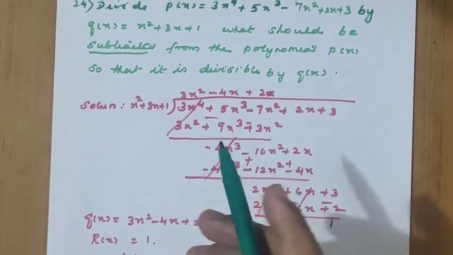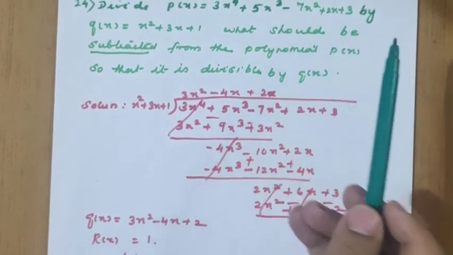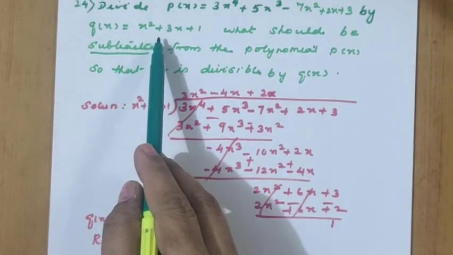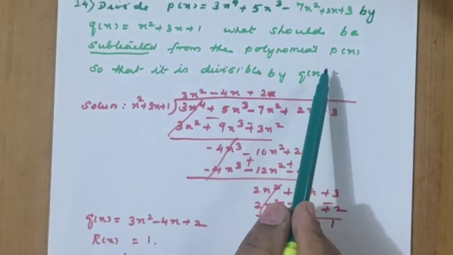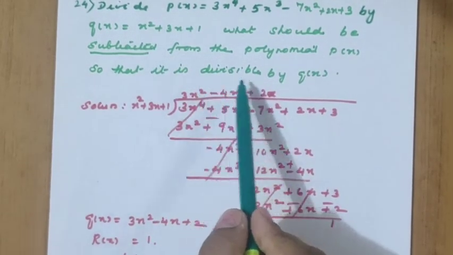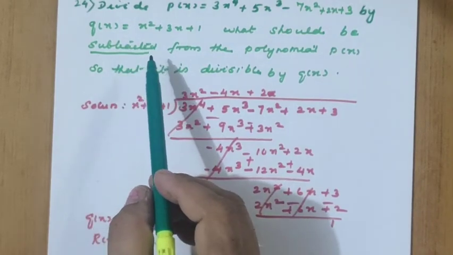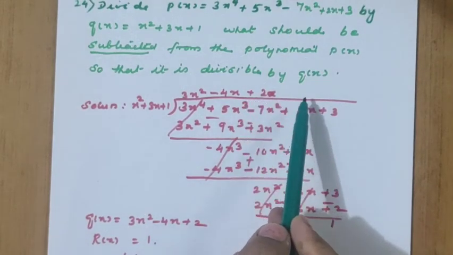24. Divide P of x equal to 3x raised to 4 plus 5x cube minus 7x square plus 2x plus 3 by Q of x equal to x square plus 3x plus 1. What should be subtracted from the polynomial P of x so that it is divisible by Q of x? So this time it is asked for subtracted. What should be subtracted from the polynomial so that it is divisible by Q of x?